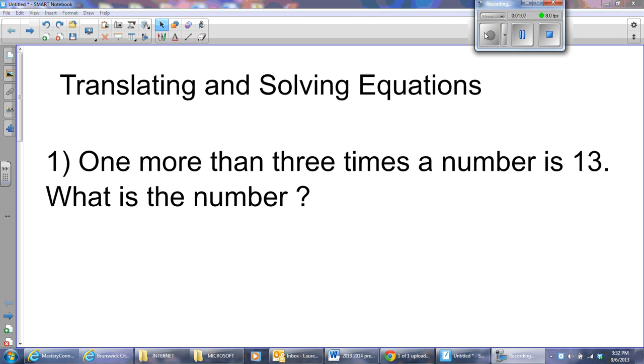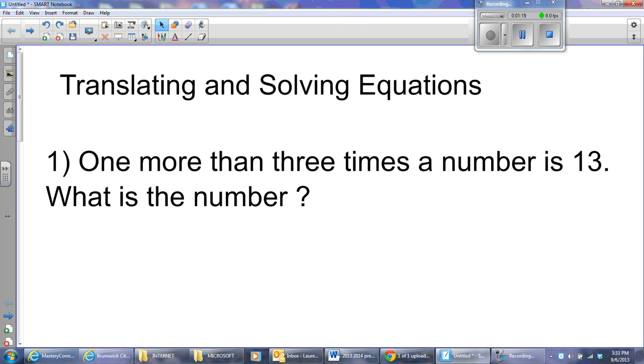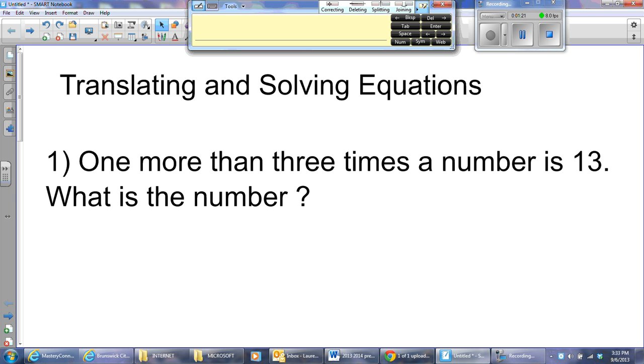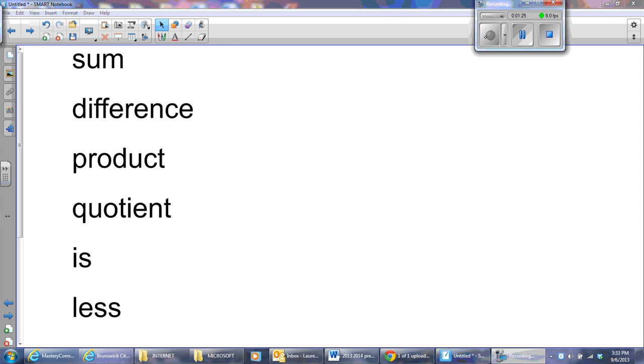Okay, so before we actually get to the translating and solving, and actually this stuff is really pretty simple, we want to review one or two things first here. Oops, I lost my page. Where did it go? Hold on one second. Okay, I found the page I was looking for, and I wanted to review some keywords.